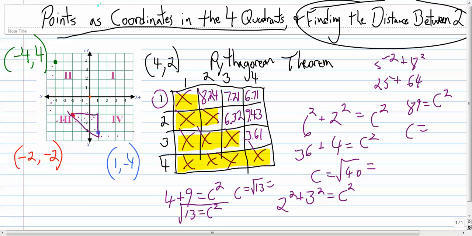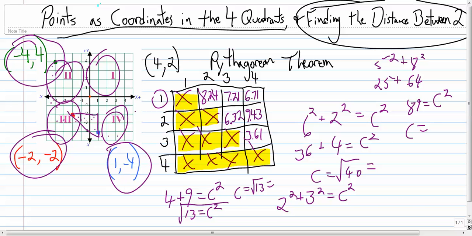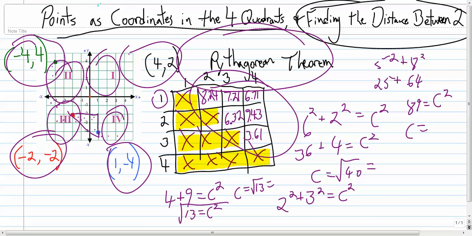There is a quick lesson on looking at the 4 coordinates, 1, 2, 3, and 4, where numbers are positive and negative, and how to find the distance between any 2 points on this graph using the Pythagorean theorem.